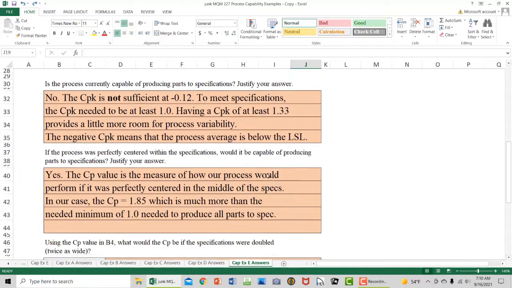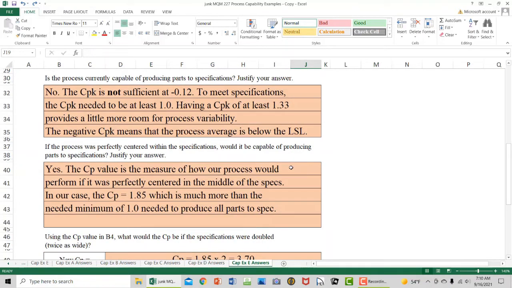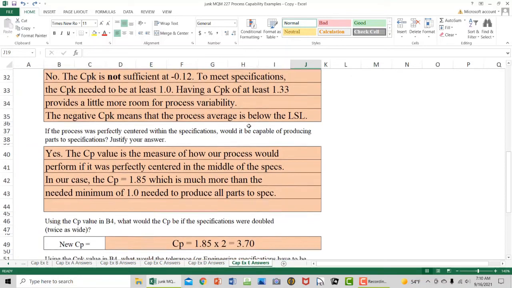All right. If the parts were perfectly centered, would they be capable? Yes. The CP is a measure of how our process would perform if it was perfectly centered in the middle of the specs. In our case, the CP equals 1.85, which is much more than the needed minimum of 1.0 to produce all parts to spec. I've got my 1.33 comment in here, I could put it in here or both, but it has to be in one of those two.